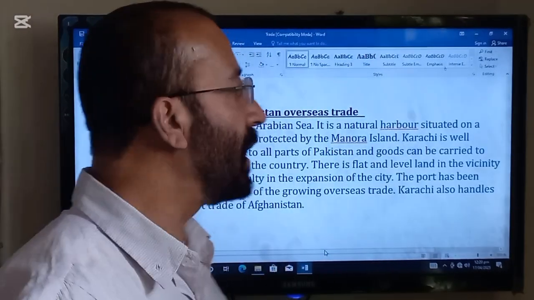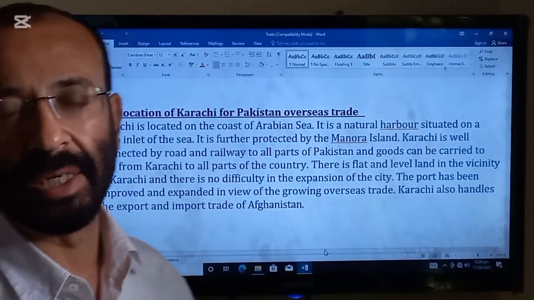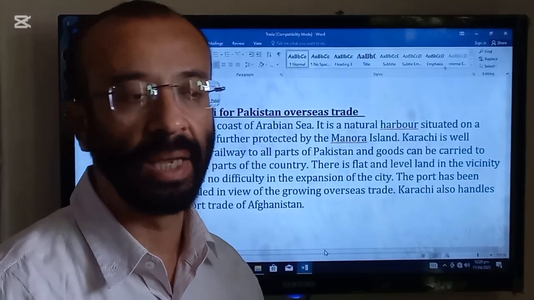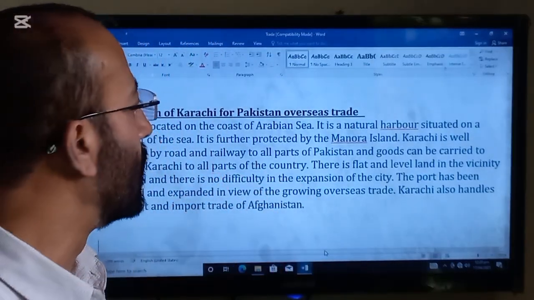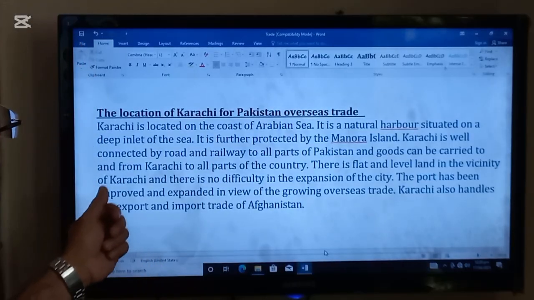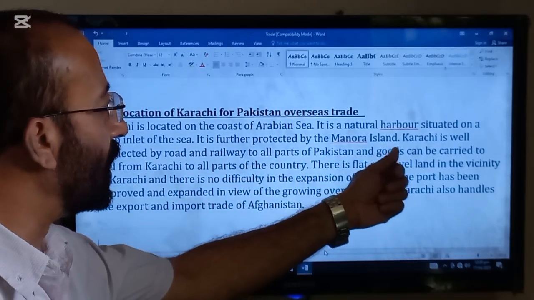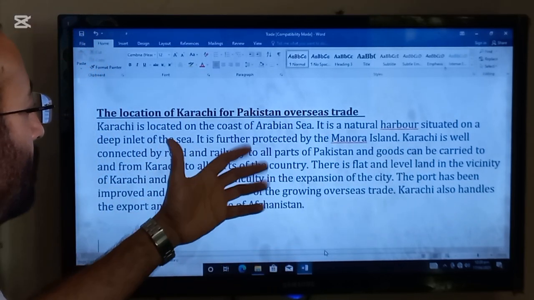The next topic in the lecture is the location of Karachi for Pakistan's overseas trade. We are now going to discuss different points that are helpful and not helpful about Karachi as far as trade is concerned for Pakistan. Karachi is located on the coast of the Arabian Sea. It is a natural harbor situated on a deep inlet of the sea. So these are helping points.